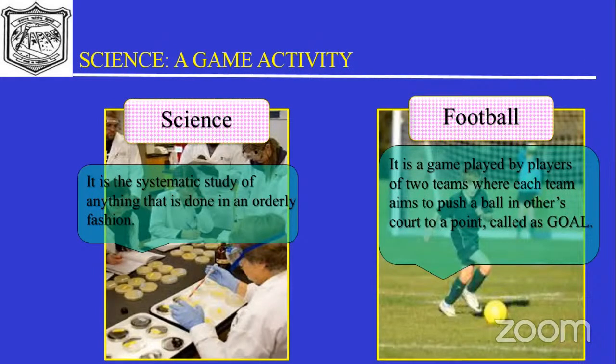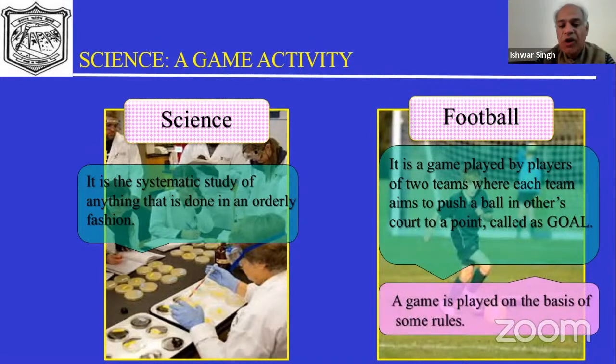Yes, sir. So whatever you have said, I have just summarized it. It is nothing but the systematic study of anything that is done in an orderly fashion. Now, if you take into consideration both these activities, we are looking for the parallel things or the similarities. Whether it is science or football or any game you would like to fit in this picture, you will always find the game is always played.